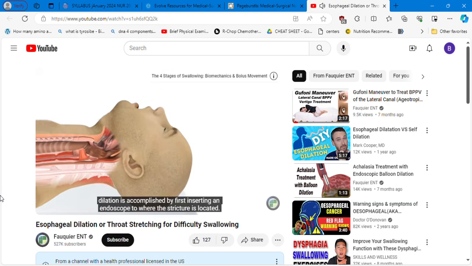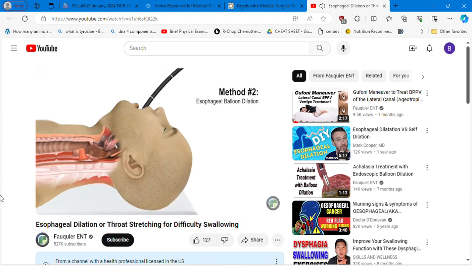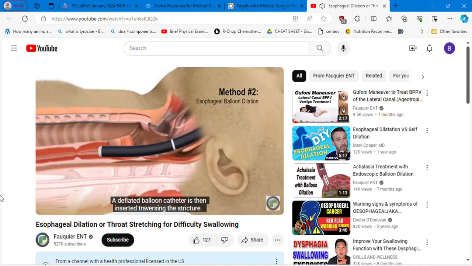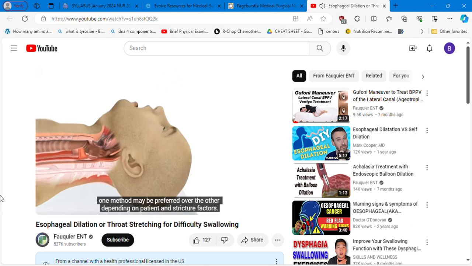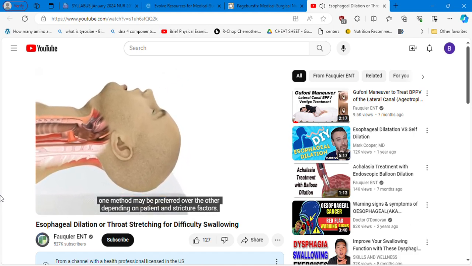Balloon dilation is accomplished by first inserting an endoscope to where the stricture is located. A deflated balloon catheter is then inserted traversing the stricture. At that point, the balloon is inflated, thereby selectively stretching the area open while under endoscopic visualization. After a short period of time, the balloon is deflated and withdrawn. Both methods are commonly used with similar success rates, though one method may be preferred over the other depending on patient and stricture factors.